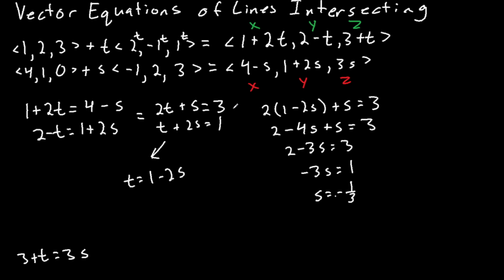Now that we have s is equal to negative 1/3, we have to substitute s back into here, and we need to find some value for t. So let's substitute s into here. So let's do it in the other equation actually. t plus 2 times negative 1/3 is equal to 1. We get t minus 2 over 3 is equal to 1. And that means t is equal to 5 over 3.